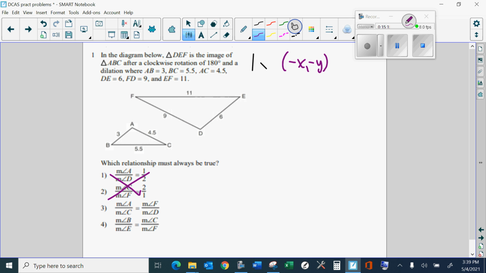Measure angle A over C. A matches up with C, so A to C goes to D to F. It should say D to F. Notice that says F to D, so that's out. But then we have B to E, middle to middle, as C is to F. C matches up with F, yes. So there's my angle measures, so that's going to be true right there.